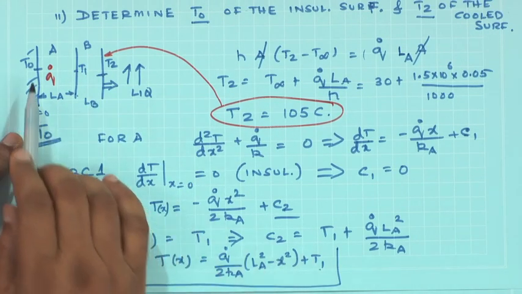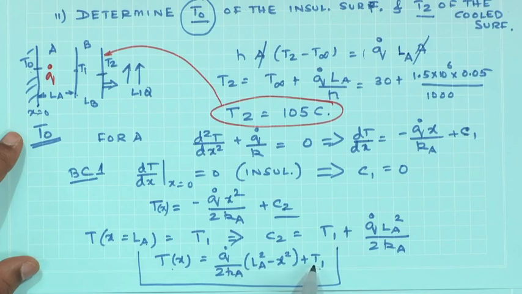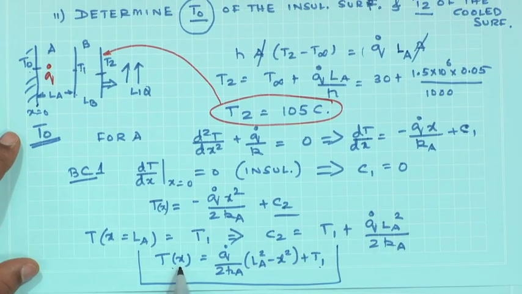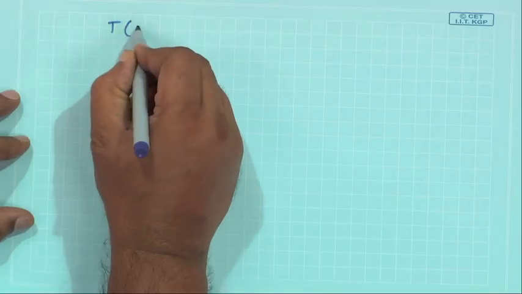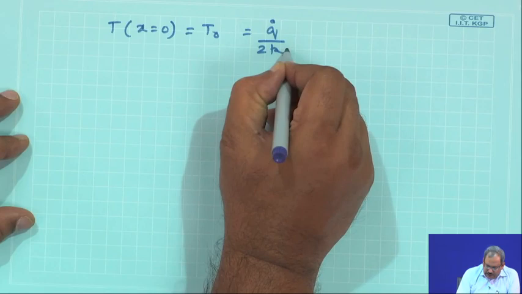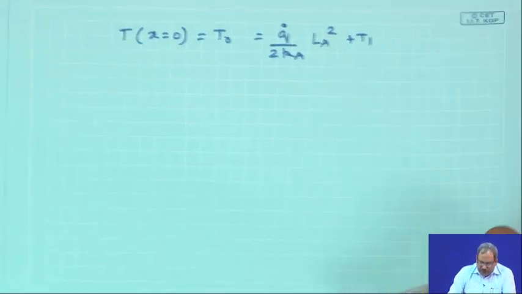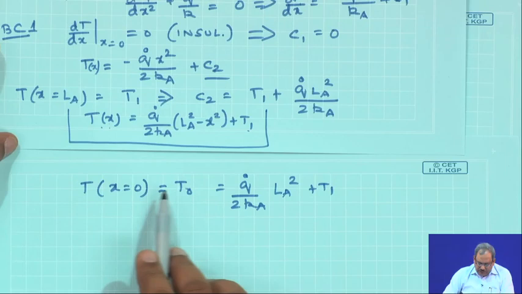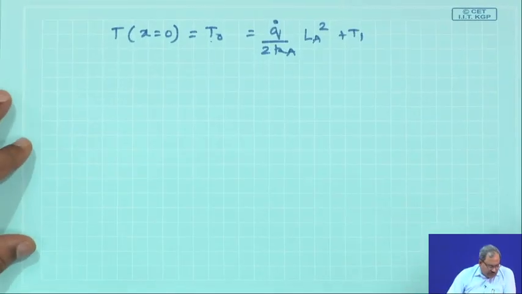but my aim is to obtain T naught. I have to evaluate what T naught is. So, I get an expression of T in terms of T 1, which is yet to be evaluated. So, I am simply going to first put x equal to 0 in this expression, and the moment I put x equals 0, T x is simply going to be T 0. So, T at x equals 0, from this previous expression, I call it T 0, which would be q dot by twice k A times L A square plus T 1.